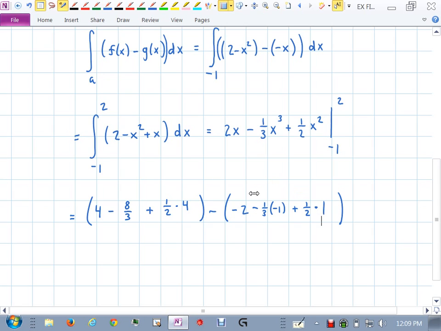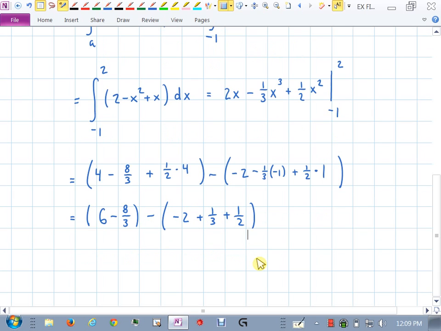So 6 minus 8/3 minus negative 2 plus 1/3 plus 1/2. For those of y'all who are doing this, do y'all agree? Anyone disagree?